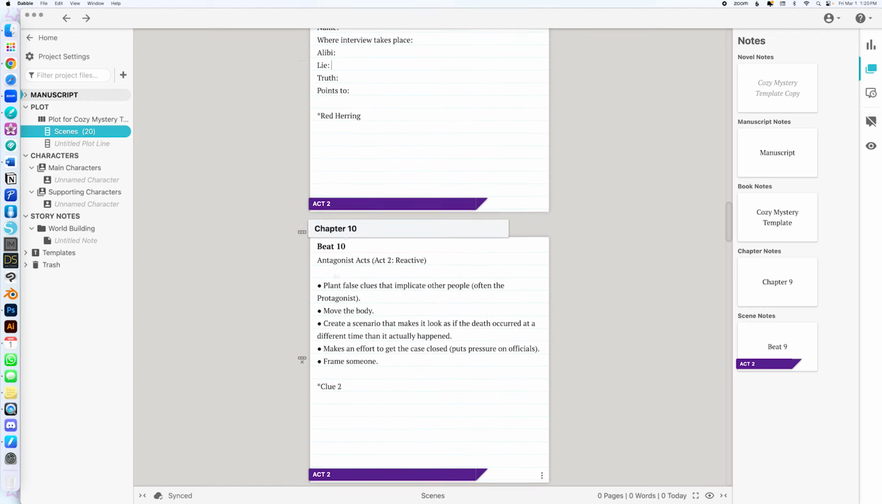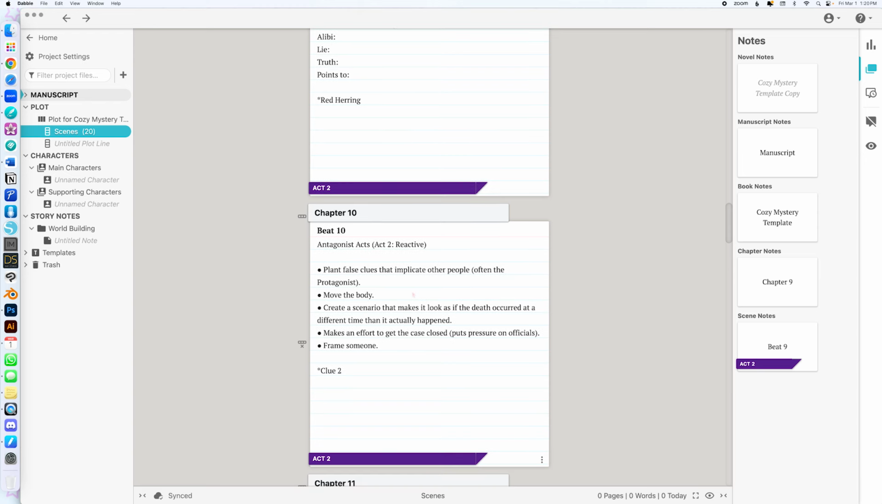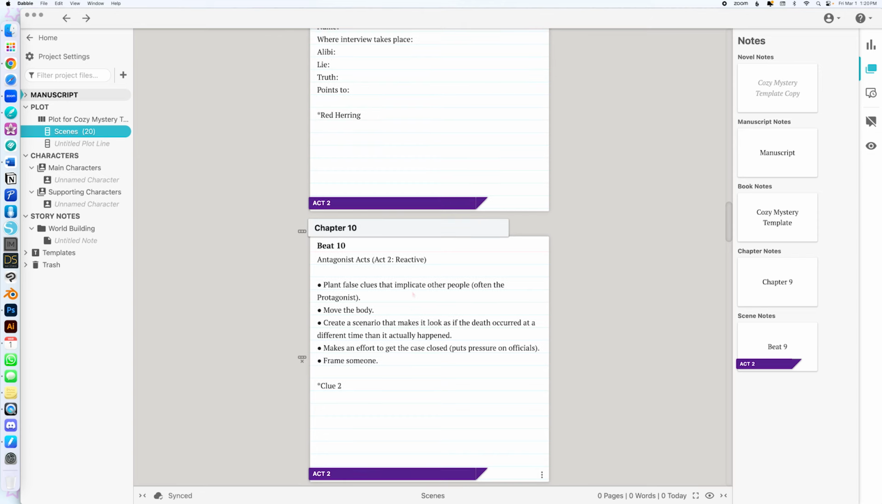Now our next beat, which is almost to the halfway point here. So beat 10 is our antagonist acts. So in this case, something happens where the murderer or the killer will act somehow and somehow influence our protagonist. So they can plant false clues to implicate other people, often the protagonist. They can move the body. They create a scenario that makes it look as if the death occurred at a different time than it actually happened. They can make an effort to get the case closed, put pressure on officials, or frame someone.